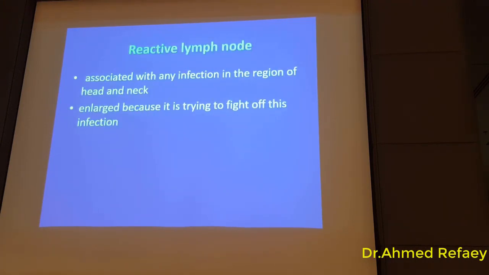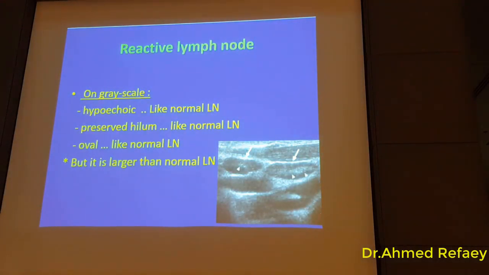Coming to the reactive lymph node. A reactive lymph node is associated with any infection in the region of the head and neck. It enlarges because it is trying to fight off this infection. The grayscale image of the reactive lymph node is hypoechoic like a normal lymph node, with preserved hilum like a normal lymph node, oval-shaped like a normal lymph node.